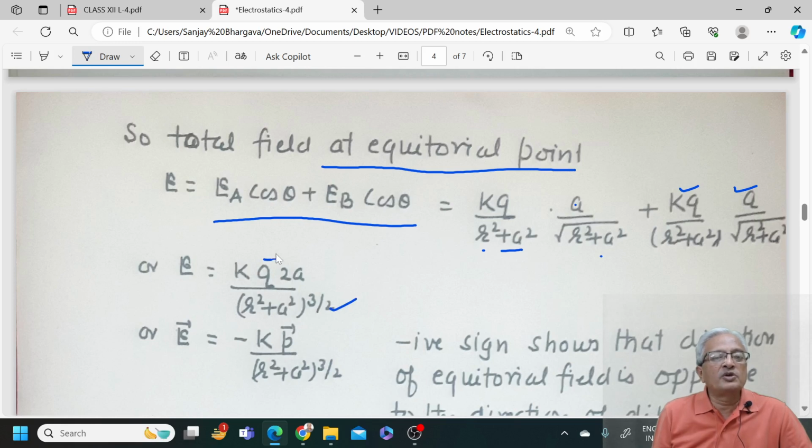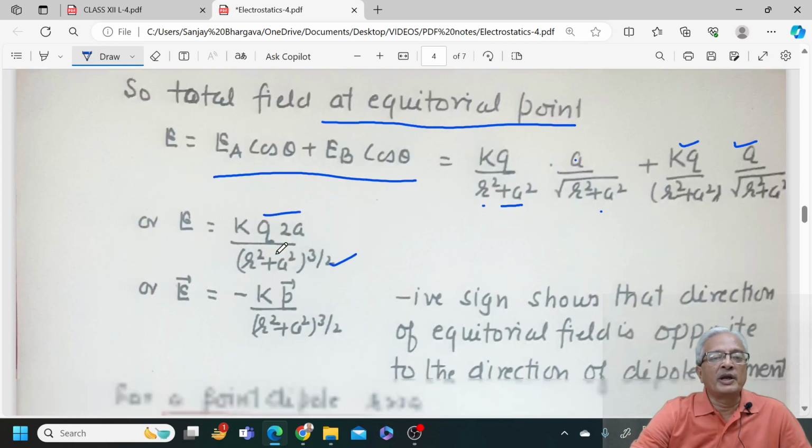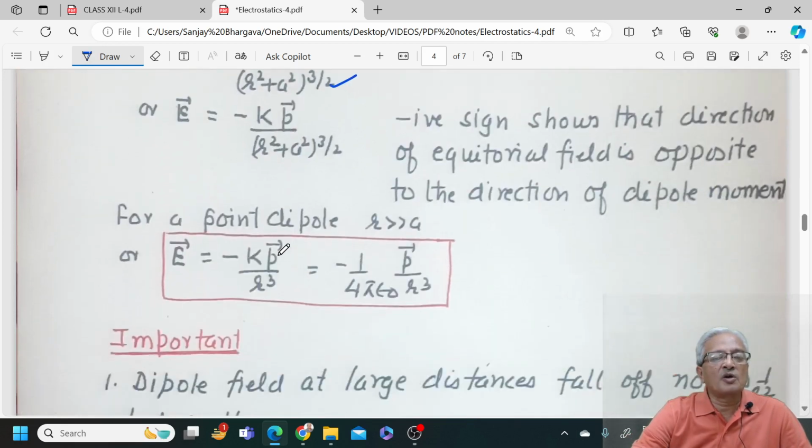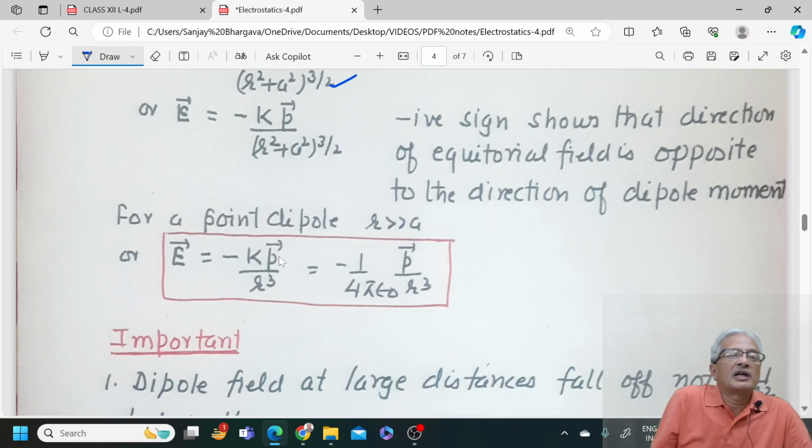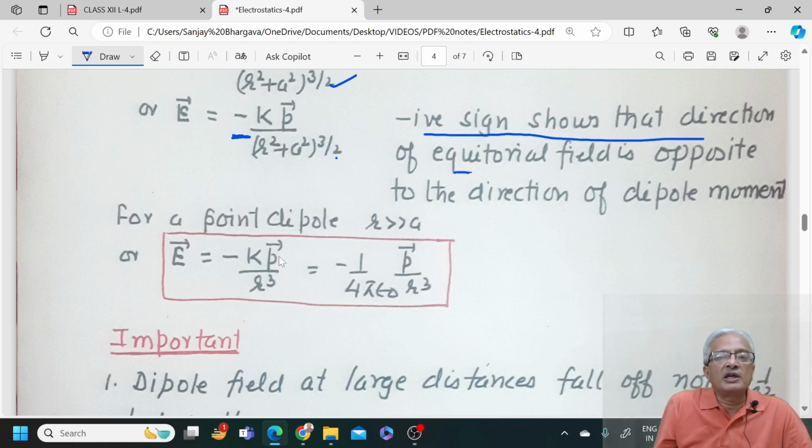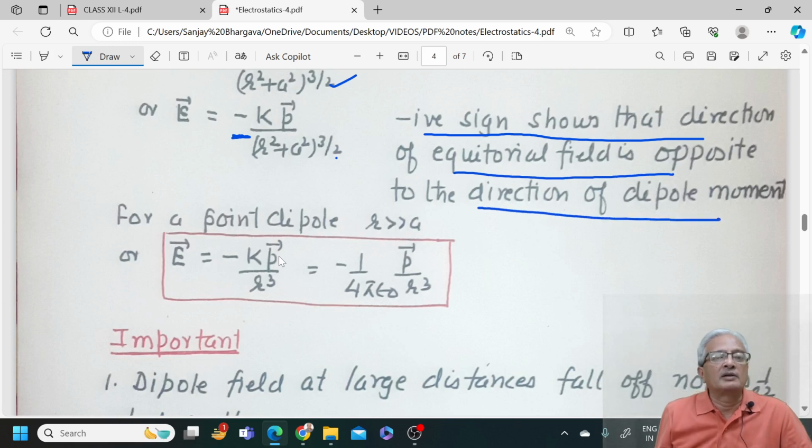Now what is Q into 2A called? It would be called the dipole moment. What is the direction of the cosine components? It is opposite to the direction of the dipole moment, and that is why we have a negative sign here. So E vector would be equal to minus Kp upon R square plus A square raised to power 3 by 2. The negative sign shows that the direction of the equatorial field is opposite to the direction of dipole moment.